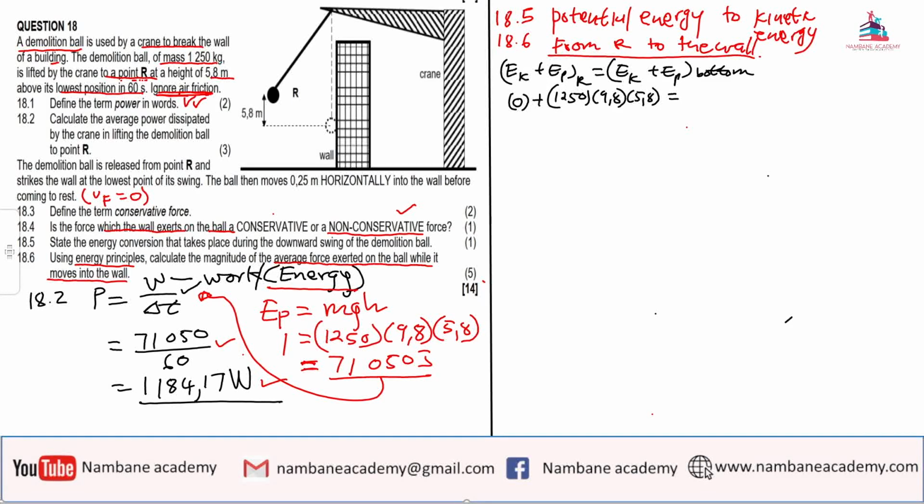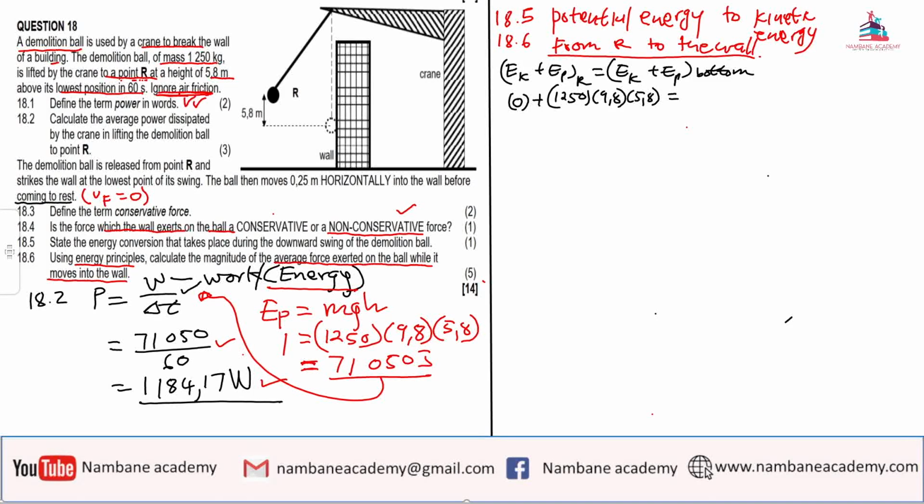But now we are told again that when it hits the wall, it is coming to rest. So what does that say now? It says when it comes to rest, that will be our E final. We are going to need it for the second part of the equation. But now after hitting the wall, mgh becomes 0.